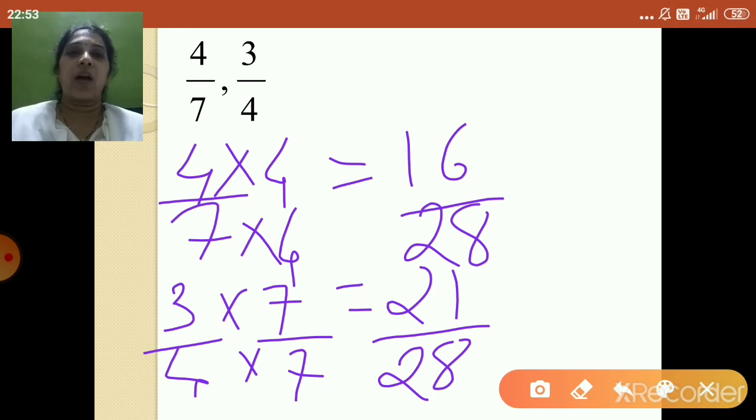I hope, students, you have understood by taking these three examples how to convert the unlike fractions into like fractions. So children, today we completed problem set 17 and then we saw what are like fractions and what are unlike fractions, and then we saw three examples wherein unlike fractions are converted into like fractions.